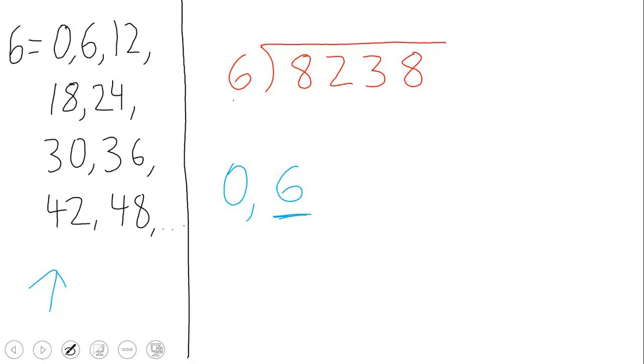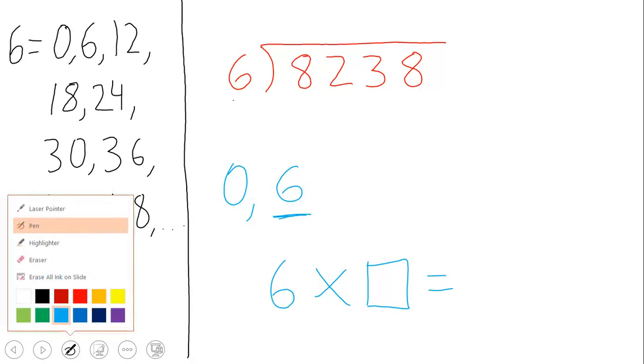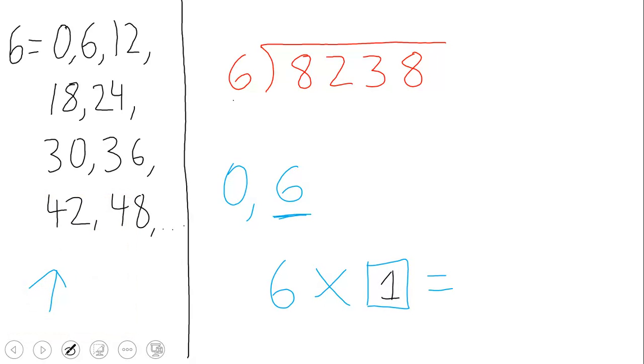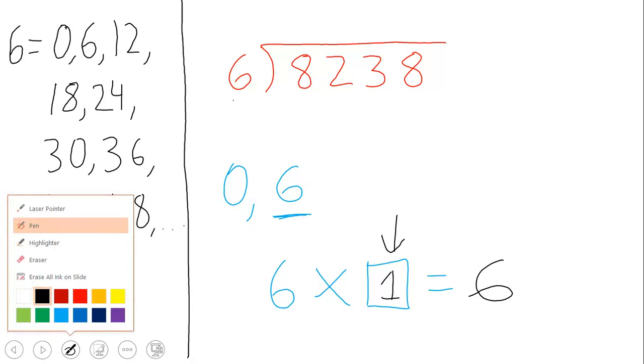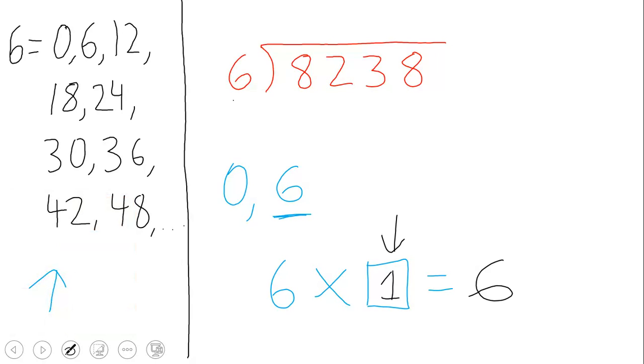Okay, awesome. So we say, okay, what times 6 is going to give me 6? The answer is indeed what? 1, right? So 6 times 1 is 6. So we take this 1 and we place it above the 8. So right there, we say 6 times 1 is going to give me 6, and 6 is the largest multiple of 6 that is less than 8.